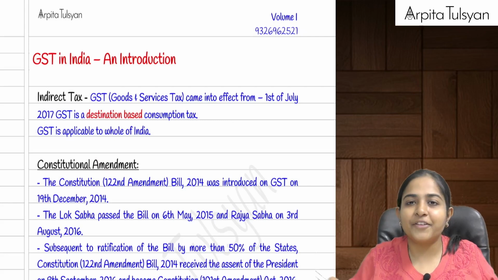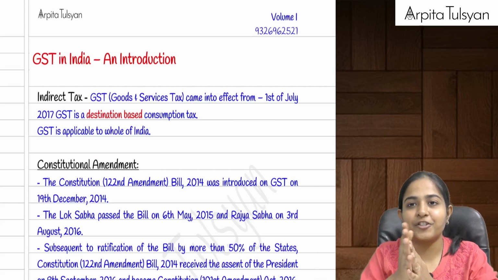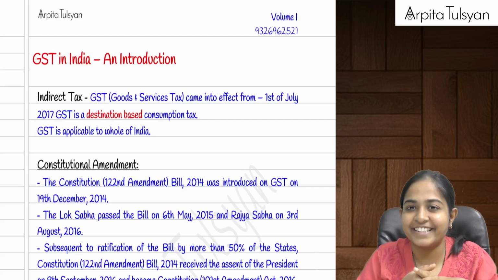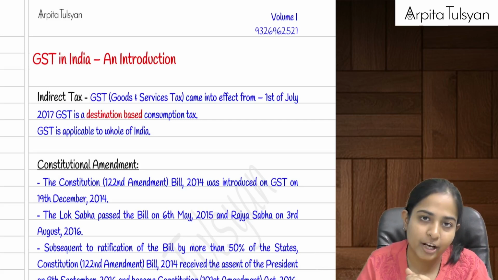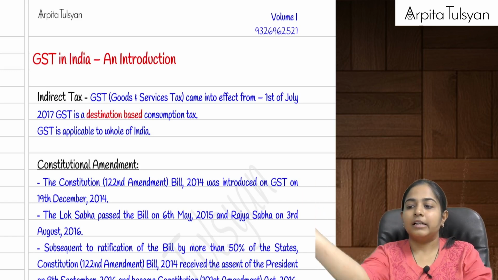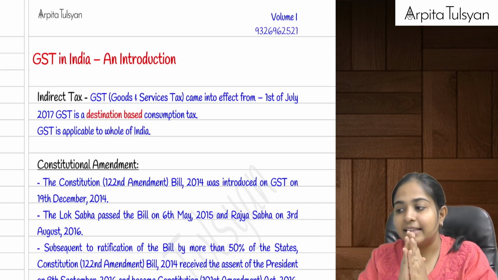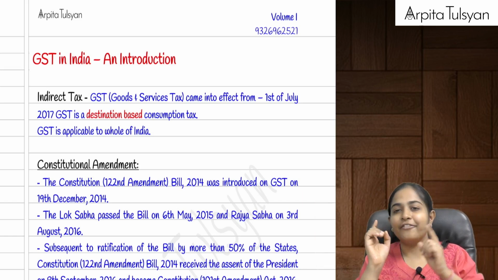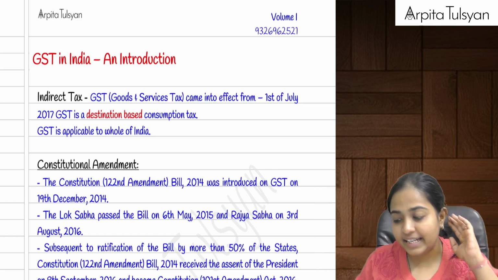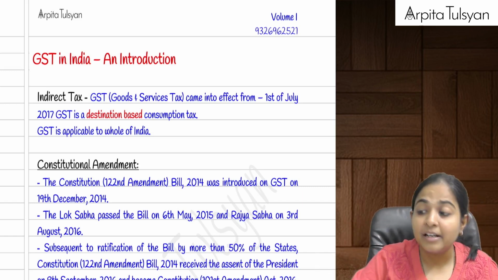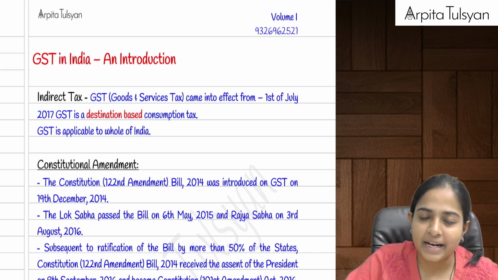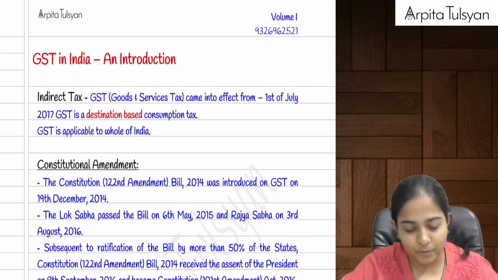So let's start with a super quick revision of the first chapter of GST, that is GST in India and introduction. First of all, GST, full form Goods and Service Tax. This law had come into effect from which day? 1st July 2017. This was made applicable to whole of India. Even to Jammu and Kashmir, it was made applicable from 8th July 2017.